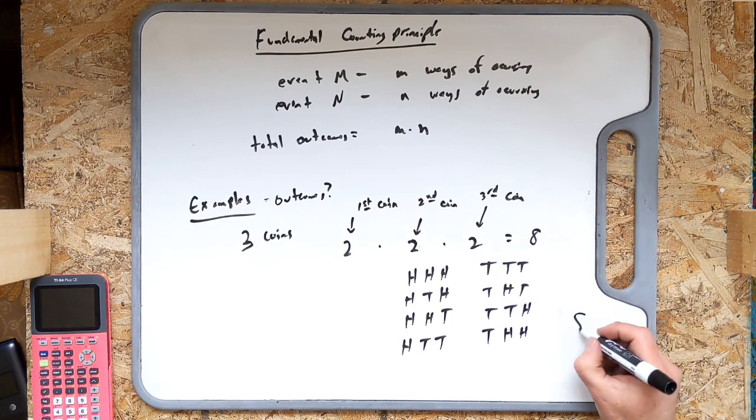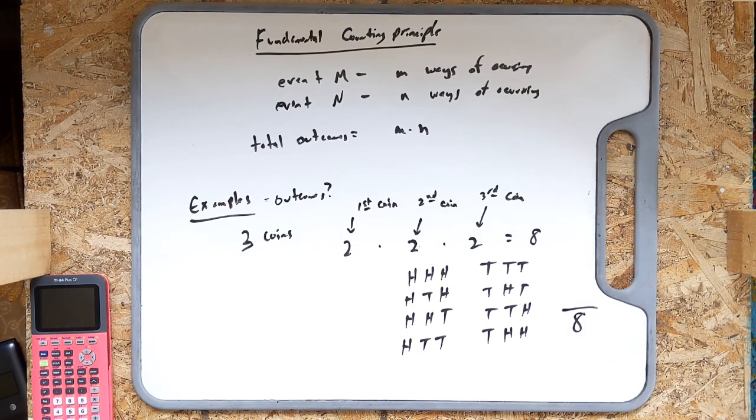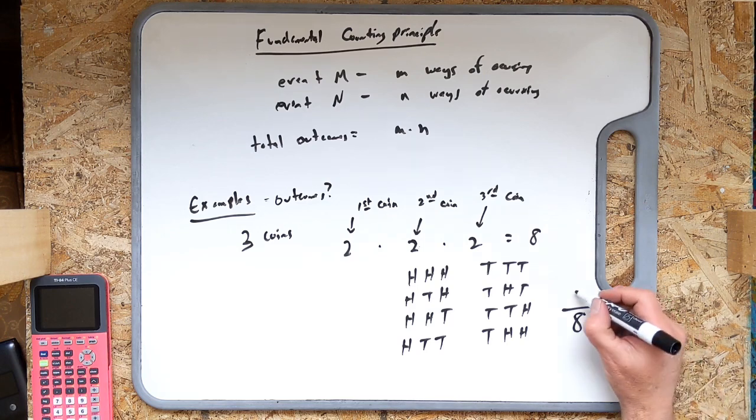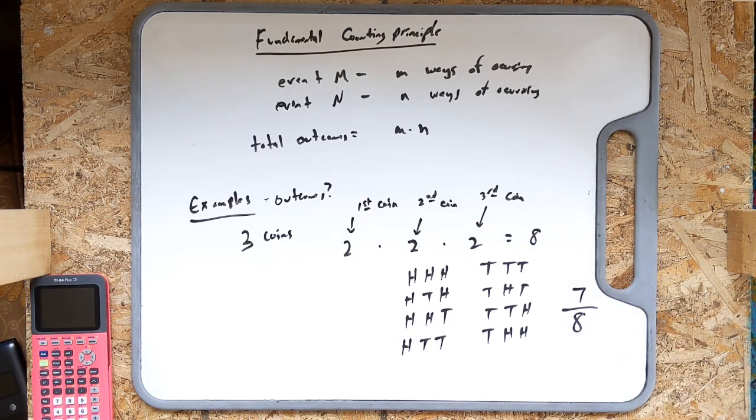And now I could use those, again, that's my denominator. I could use that for any sort of probabilities. For example, I want to say, what are the odds that I'm going to get at least 1 tail out of there? These all have 1 tail. The only one that doesn't is that one. So it's a 7/8 probability that I'm going to get at least 1 tail.